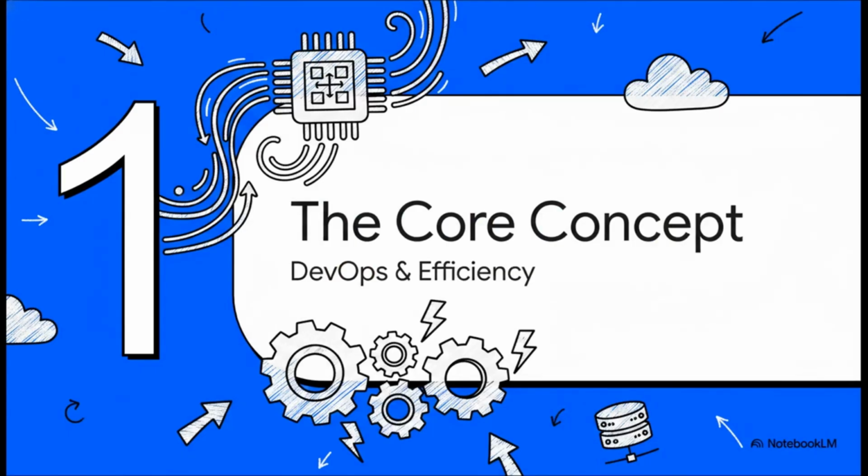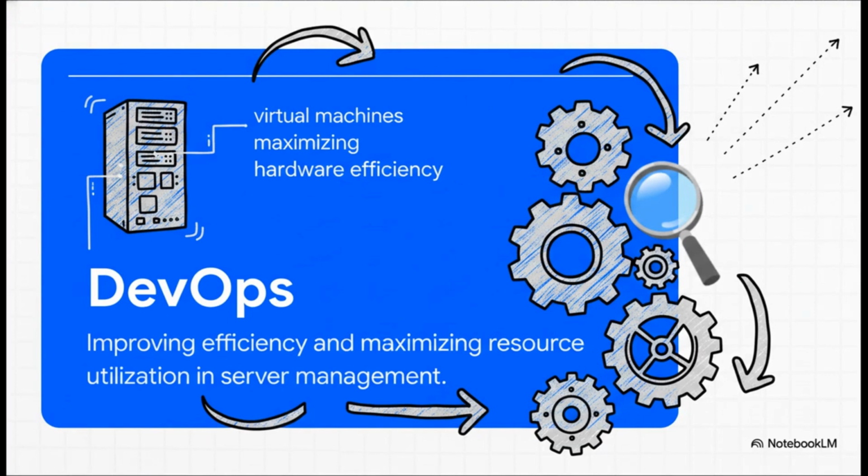All right, part 1. The core concept, efficiency, which is the ultimate goal of DevOps. Before I even touch the hardware side of things, we really have to talk about the mindset. You hear the word DevOps thrown around constantly in the tech world, right? Well, in the context of server management, DevOps is essentially all about one thing: improving efficiency and maximizing resource utilization.